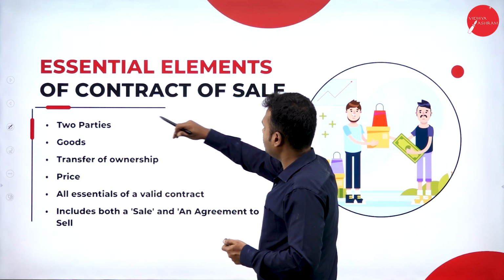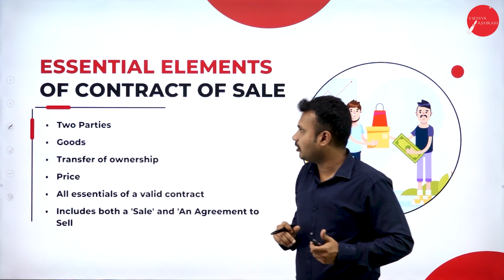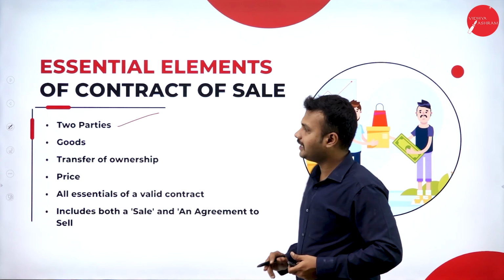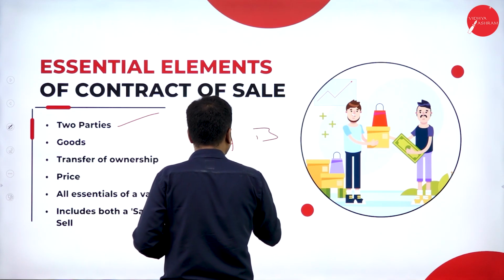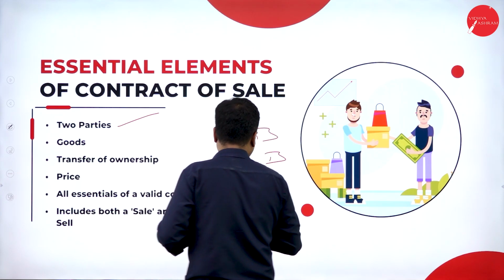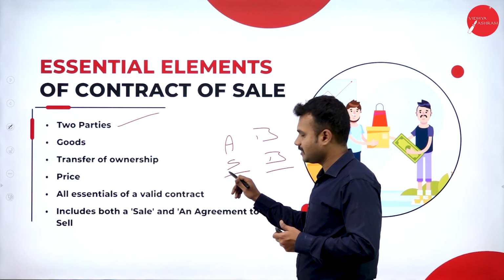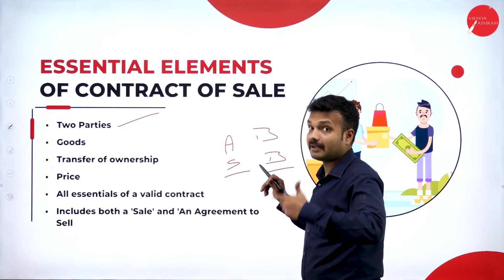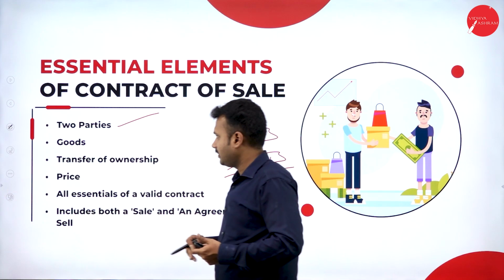Essential elements of a contract of sale. There are a few essential elements that must be present in a contract of sale. Number one, there must be two parties, Mr. A and Mr. B. One is a seller and the other is a buyer. But in the Indian Contract Act, as I repeatedly say, one is a promisor and the other is a promisee.